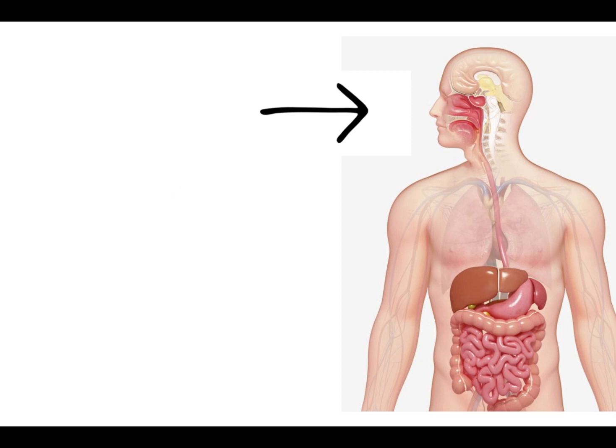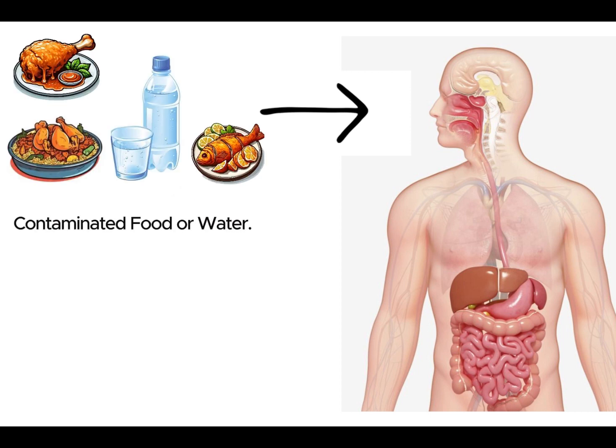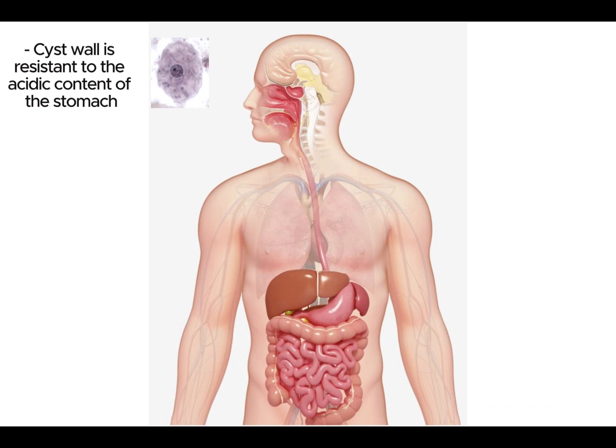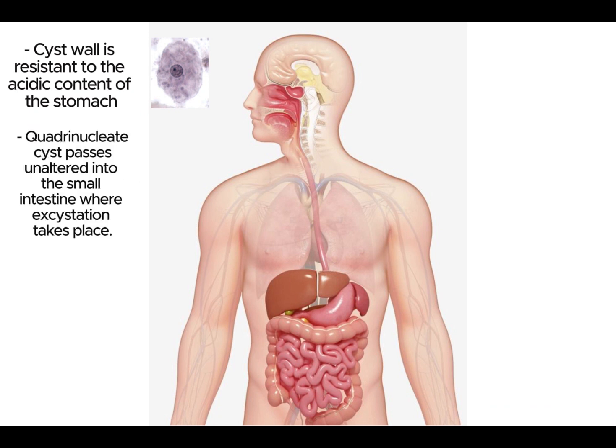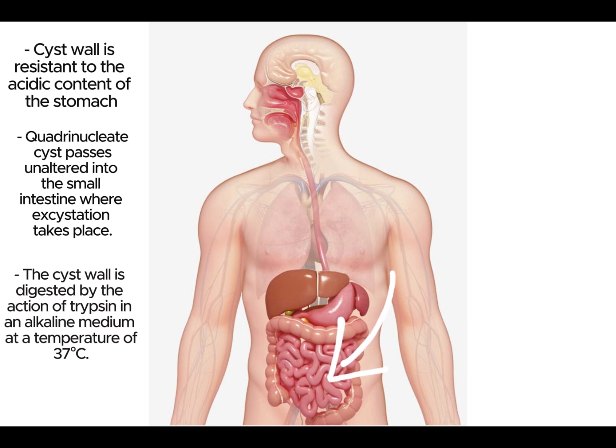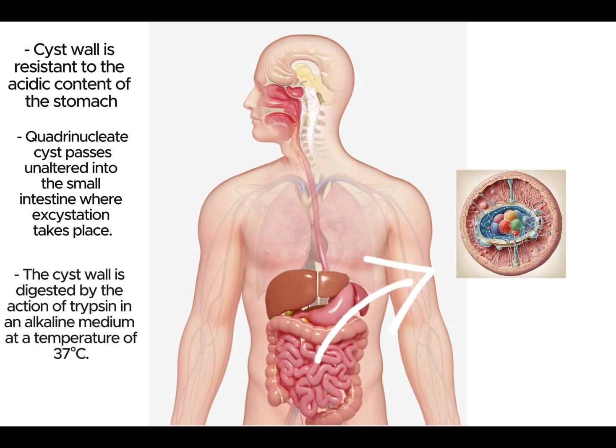The infection begins when the host swallows the mature quadrinucleate cyst along with contaminated food or water. As the cyst wall is resistant to the acidic content of the stomach, the quadrinucleate cyst passes unaltered into the small intestine, where excystation takes place. In the intestine, the cyst wall is digested by the action of trypsin in an alkaline medium at a temperature of 37 degrees Celsius. During this process, the cytoplasmic body retracts and loosens from the cyst wall.